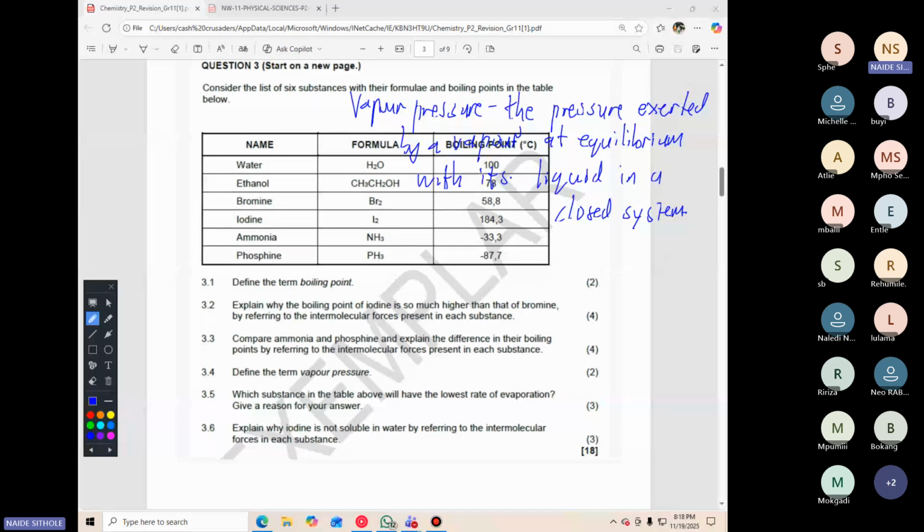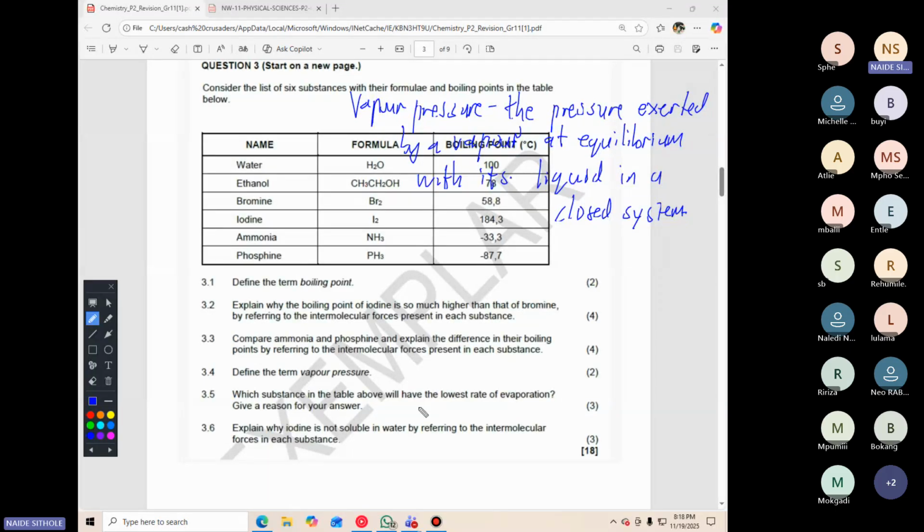Vapor pressure: the pressure exerted by vapor at equilibrium with its liquid in a closed system. I don't want you to be losing marks on my definitions. If you want 3 marks, if you want to pass easily, you should never play with definitions. Make sure there is nothing that disturbs the definition.